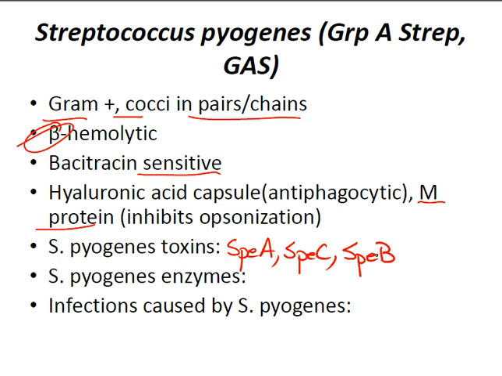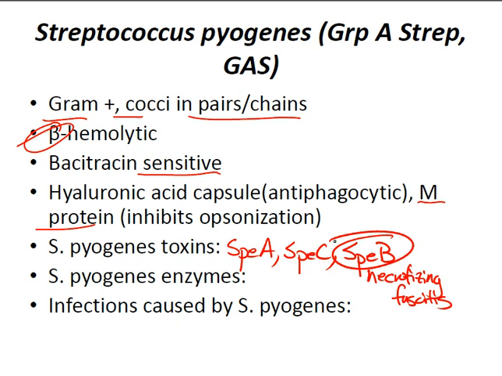So ABC. Now, the A and the C are encoded by lysogenic phages. They're responsible for the rash and scarlet fever and many symptoms of toxic shock-like syndrome. SPEB is a protease precursor that becomes activated to a cysteine protease. The gene for SPEB is located on the bacterial chromosome, so it's associated with necrotizing fasciitis. SPEB.